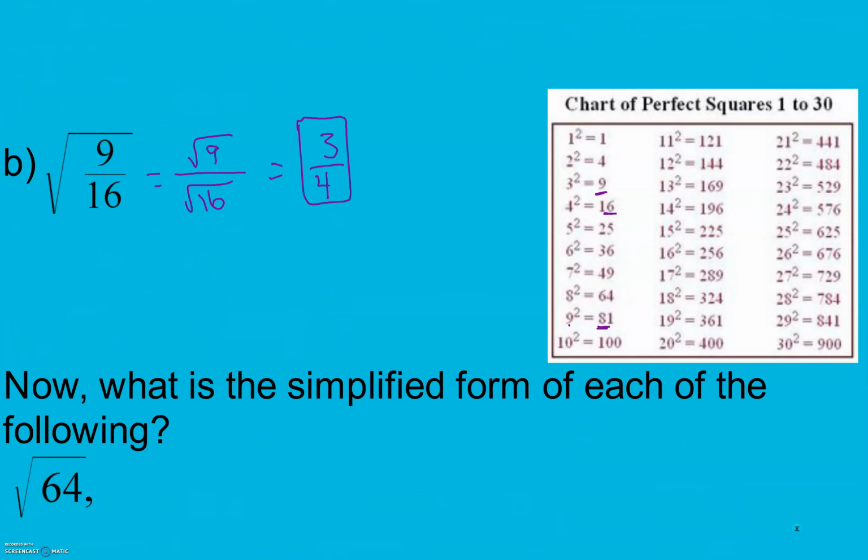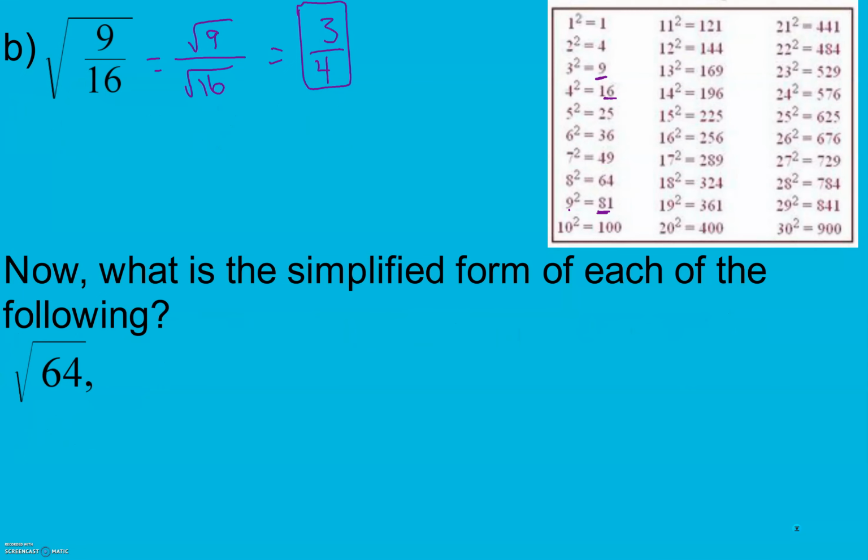Now, we're going to find the simplified form of each of the following. The square root of 64, well, if I look at my chart, 64 is 8 squared. 8 squared equals 64, so the square root of 64 is 8. It's kind of like whatever got us to 64. What did we square to get there is our square root.